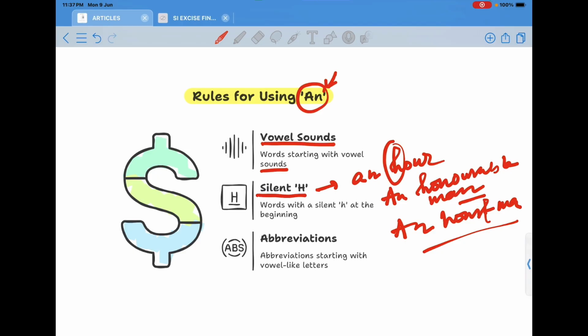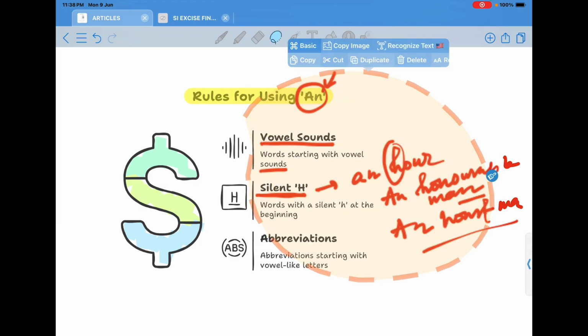You should write these examples in your copy, and while you will be revising, at that time you will be able to recall, so that you can remember and so that you can recall in the examination. So this was about using an in the words that are starting with silent H.